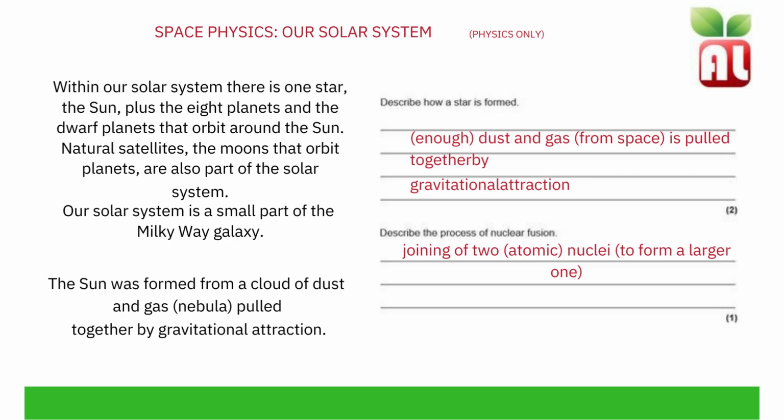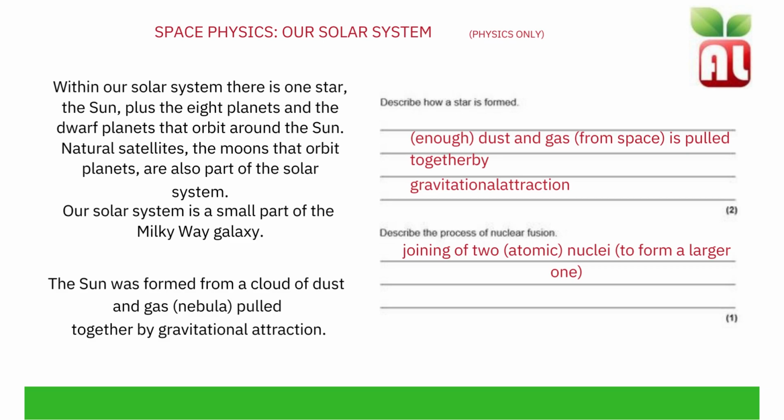Space physics, our solar system. Within our solar system, there is one star, the Sun, plus the 8 planets and the dwarf planets that orbit around the Sun. Natural satellites, the moons that orbit planets, are also part of the solar system. Our solar system is a small part of the Milky Way galaxy.